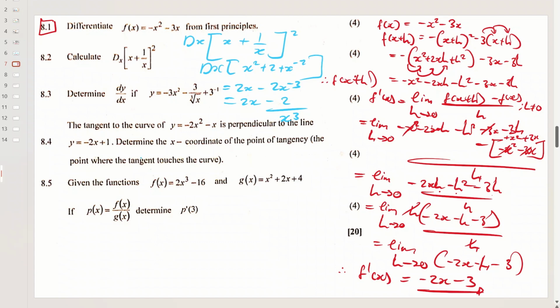Oh, so now, guys, for 8.3, I'm just going to write it here. Or should I make a space? Okay, make a space after this one. So we have y equals negative 3x squared minus 3 all over that. Okay, you have the 3, and then plus 3 minus 1. So guys, this is the same as y equals negative 3x squared minus 3 times x into 1 all over 3 plus negative.